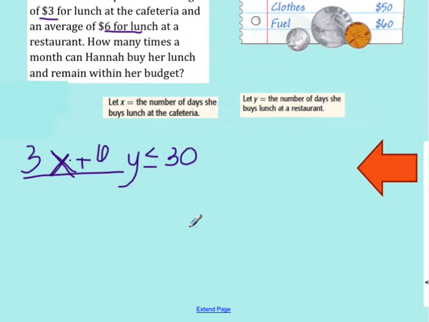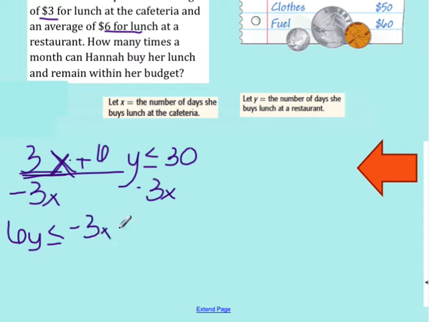So now in order to graph this, I need to solve this for Y. So this is a positive 3x. So to get it over to the other side, I'm going to subtract 3x. So then we have 6y is less than or equal to a negative 3x plus 30. So now again, to solve for y, I need to divide both sides by 6.